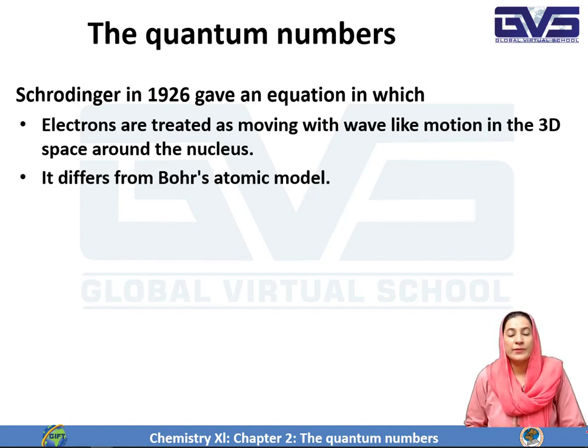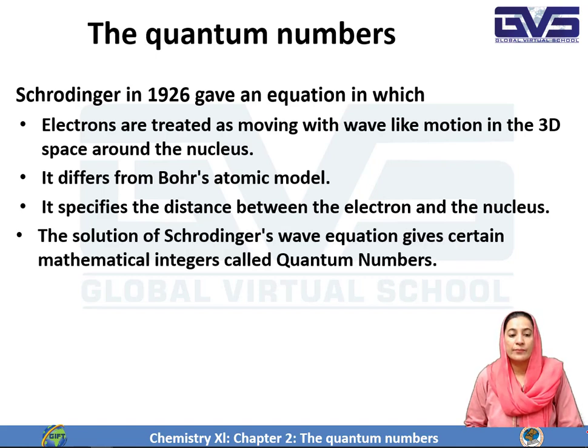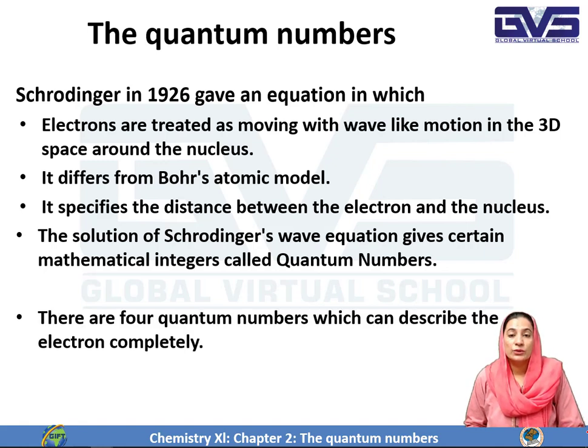Its motion is not straight, it is a wave-like, zigzag motion. This concept is different from Bohr's atomic model, and it also specifies the distance of the electron from the nucleus. In other words, you can say the size of the atom. The solution of Schrödinger's wave equation gives certain mathematical integers, the numbers that we are going to discuss in this lecture, that are called the quantum numbers. So there are a total of 4 quantum numbers which can describe the electron completely.